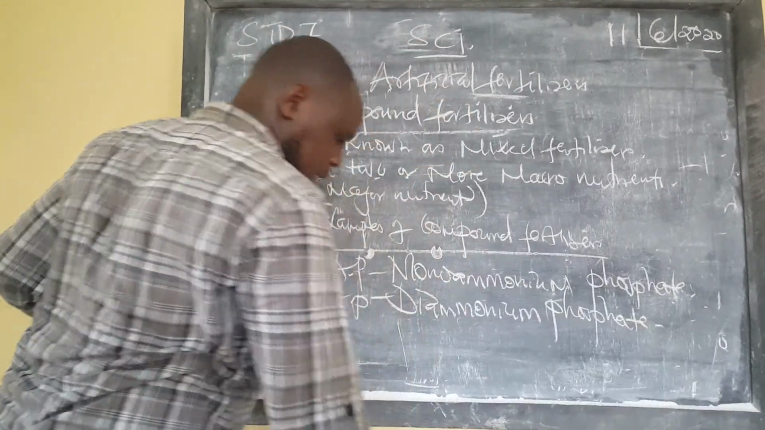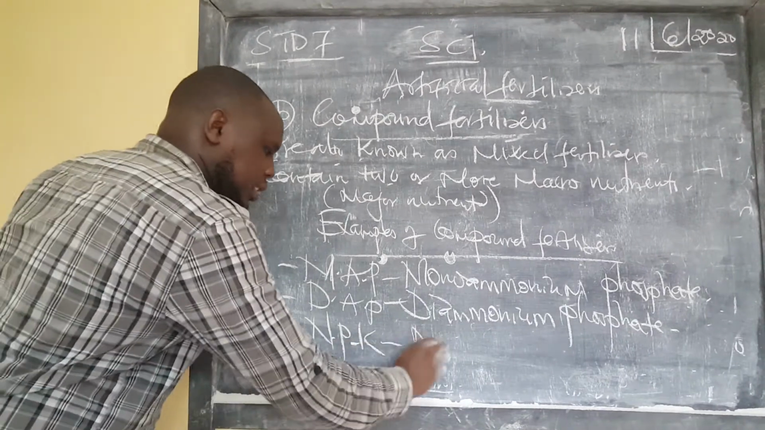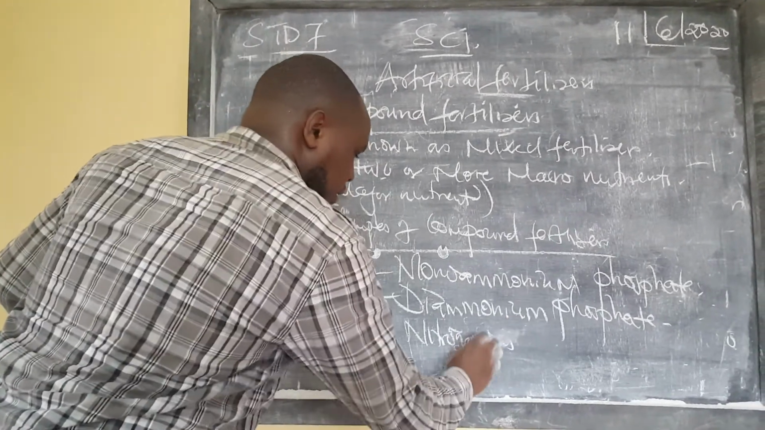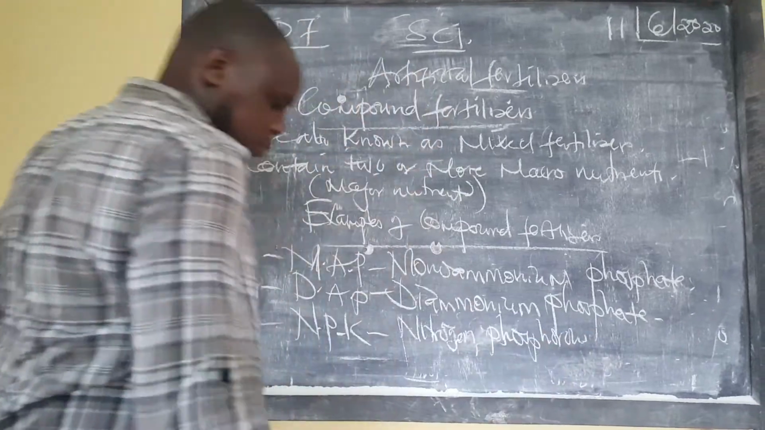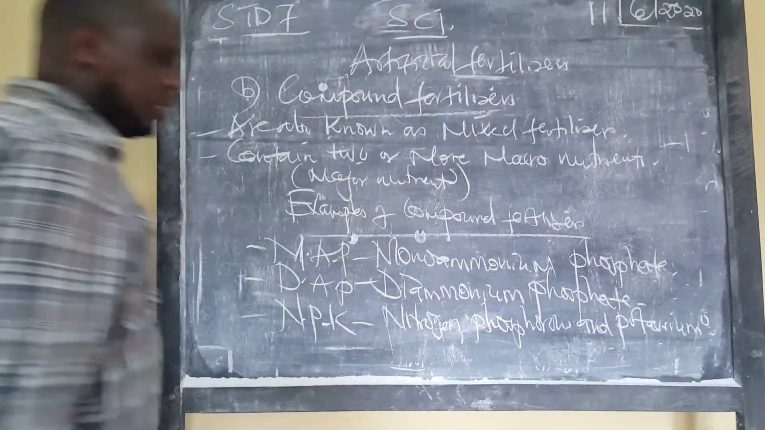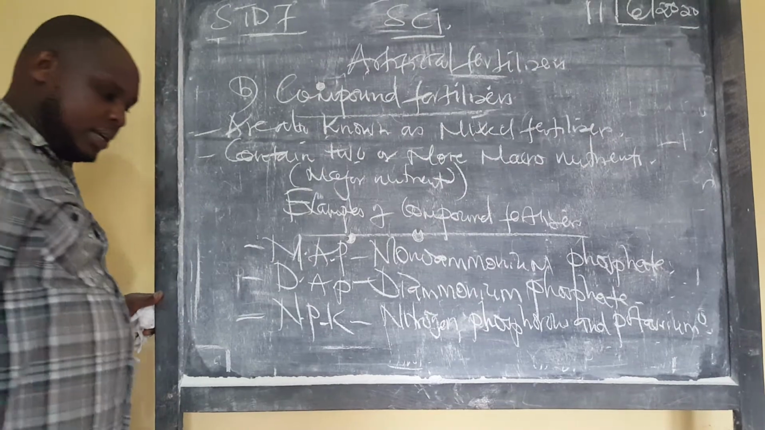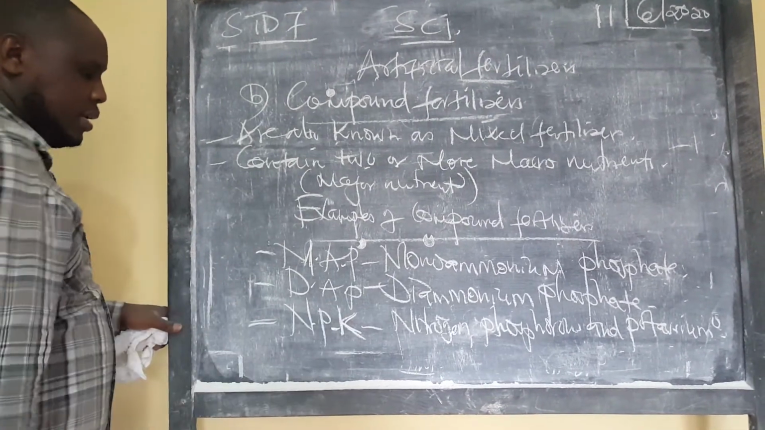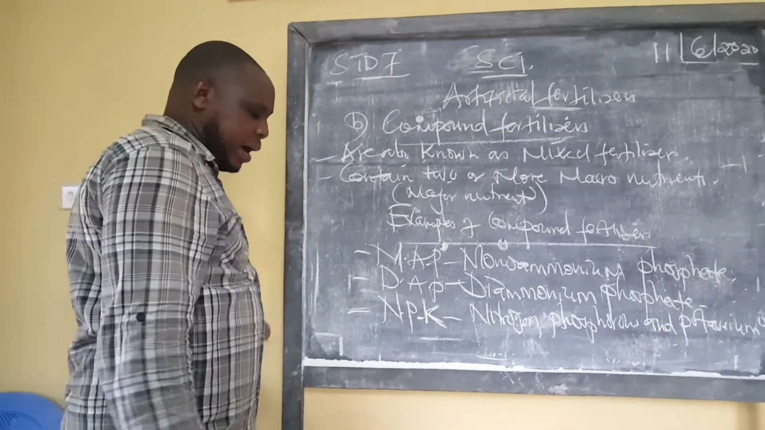And there are 3. The last one is NPK. This term means nitrogen, phosphorus, and potassium, meaning that this fertilizer contains 3 macronutrients: nitrogen, phosphorus, and potassium. Potassium's chemical symbol is abbreviated K. K means potassium.